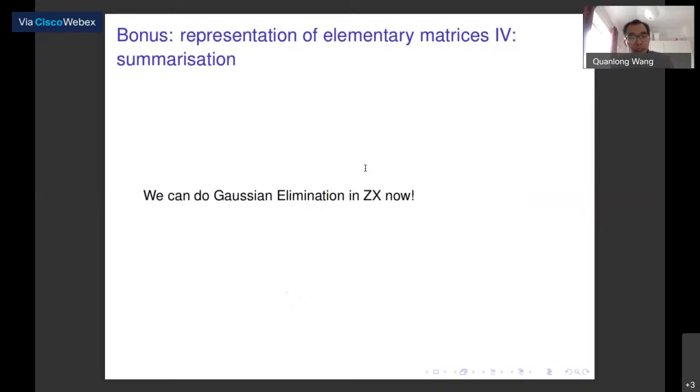So basically that means we can use the ZX calculus to do Gaussian elimination, and that means we can solve linear systems in ZX in principle. This reminds us that we can also use the ZX calculus to do quantum machine learning, because one essential thing in quantum machine learning is to solve linear systems. So in principle we can use ZX for that. That's a good thing.